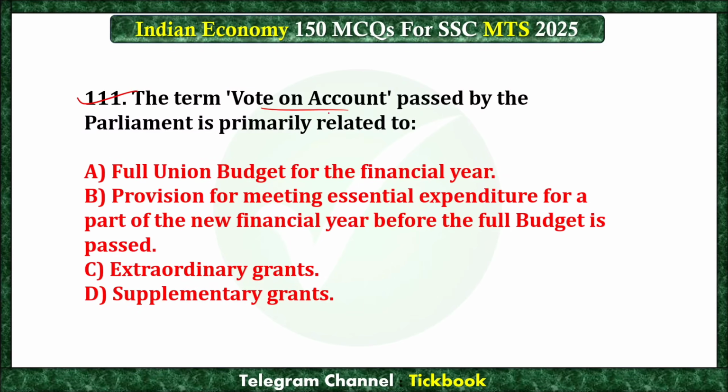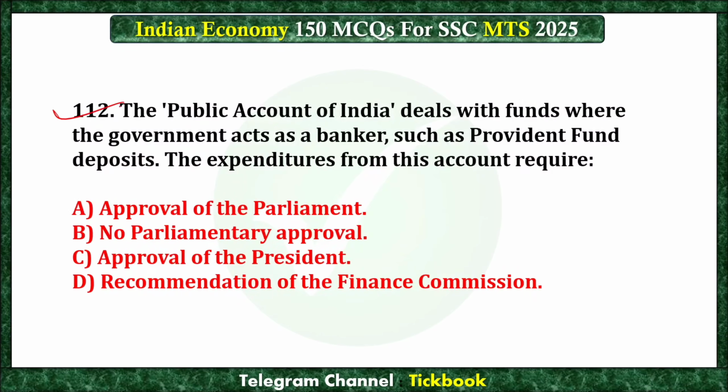111. The term vote on account passed by the Parliament is primarily related to... Option number B, provisions for meeting essential expenditure for a part of the new financial year before the full budget is passed. 112. The Public Account of India deals with the funds where the government acts as a banker, such as provident fund deposits. The expenditure from this account requires... Option number B, no parliamentary approval.